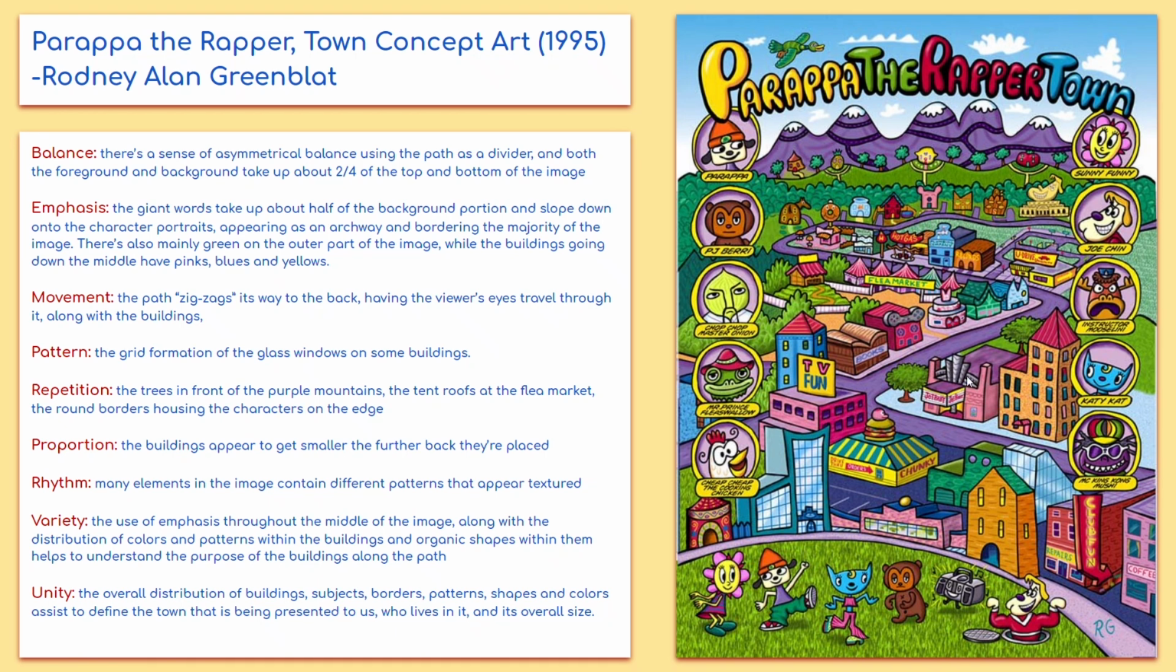With proportion, this line goes all the way to the back, and as we get further back, the buildings become pretty small compared to the ones in the front. As it comes closer, they get bigger, as if they're coming closer at you.